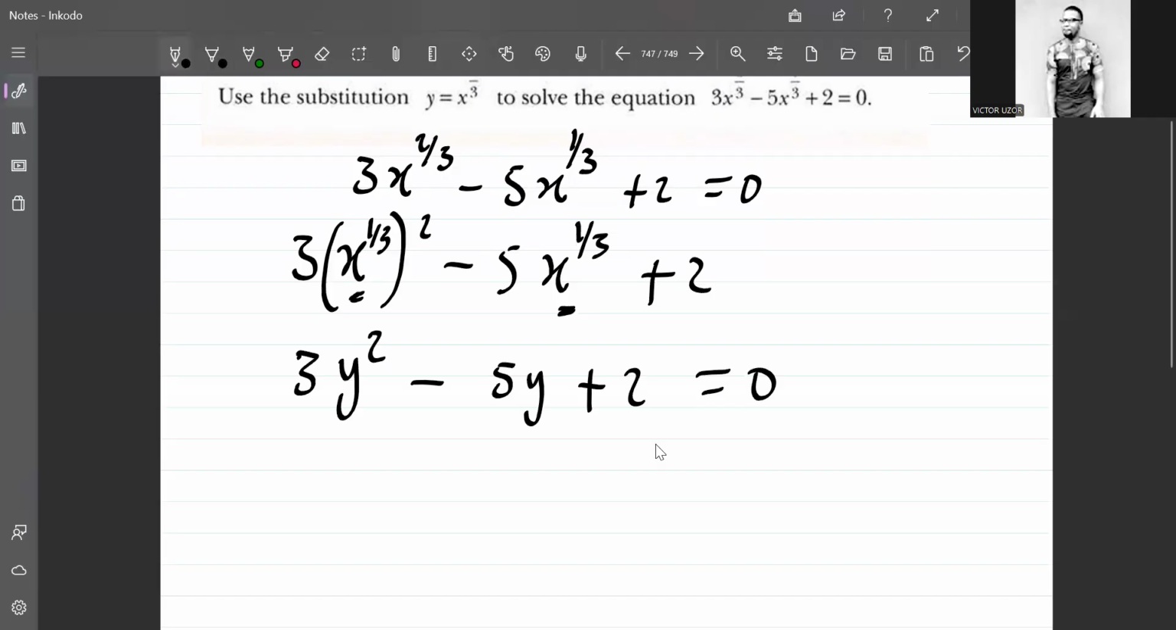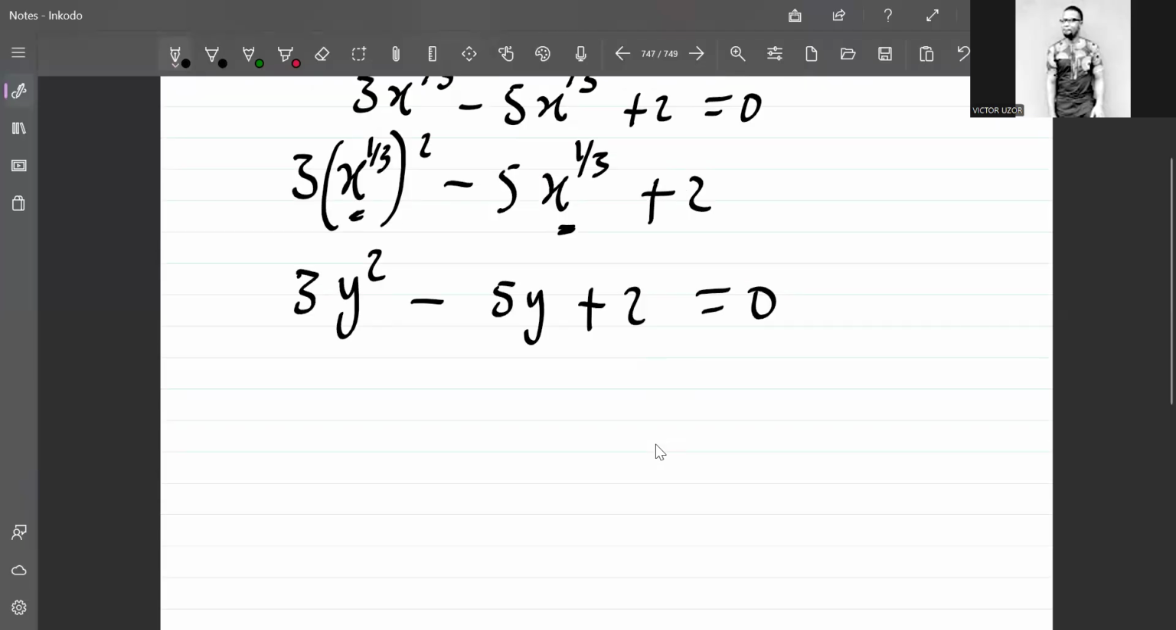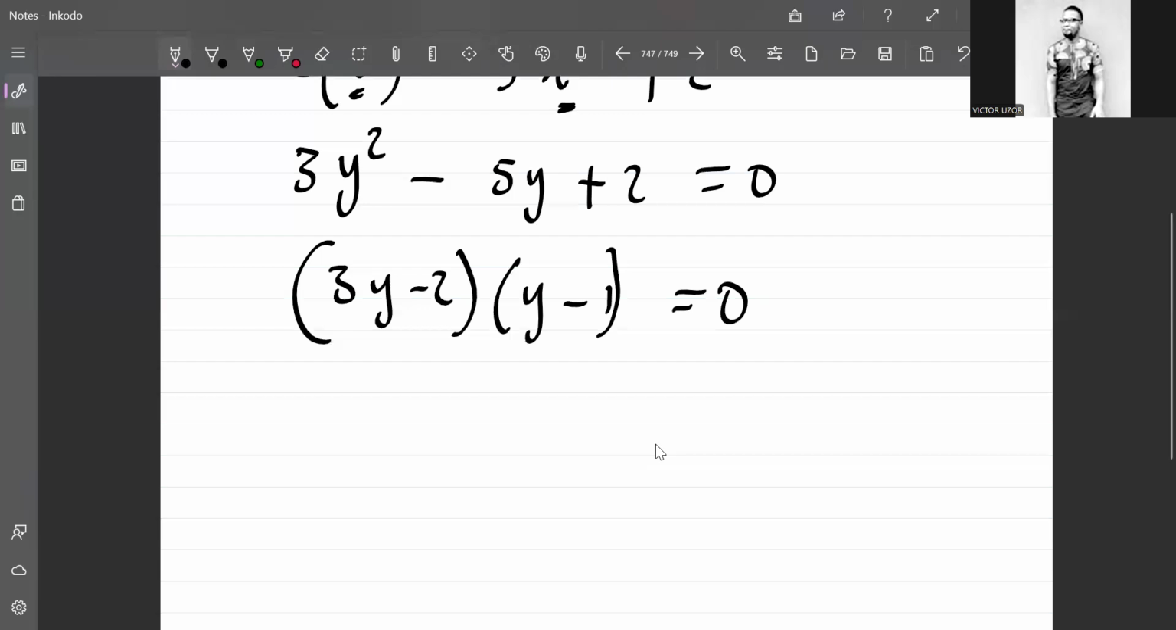Now, this is a simple quadratic equation. Now you can solve this one. You can use your factorization method to solve it, or another method. If I use the factorization method to solve it, you are going to get 3y minus 2 and y minus 1 equals 0. If you don't know how to get this, go and watch my other videos.